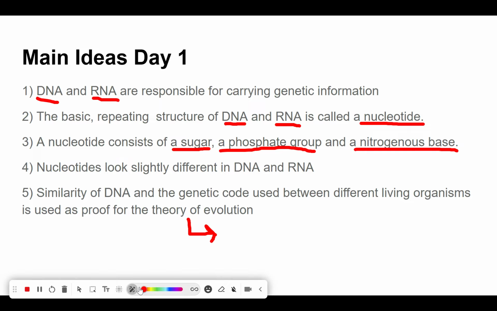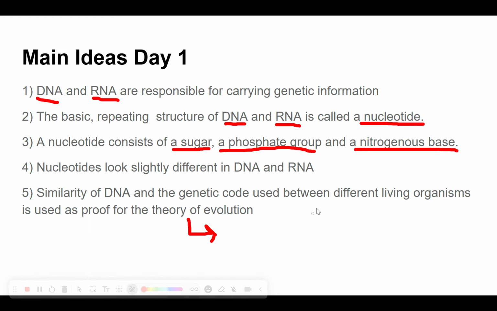I'm going to see if I can get my pen going. It seems like maybe I cannot. I think it'll work better on the next slide. All right, but so this is theme A, unity and diversity.